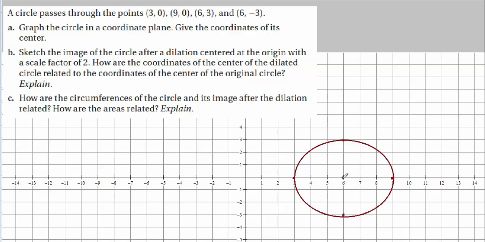So our center looks to me like it's right there. (6, 0). We can go ahead and write that in. That's the center of this circle. Now we're going to have a circle after dilation centered at the origin with a scale factor of 2. Now, remember our dilation is centered here. So we're going to have to take every vector from here, from the origin to the circumference of the circle, and double it.